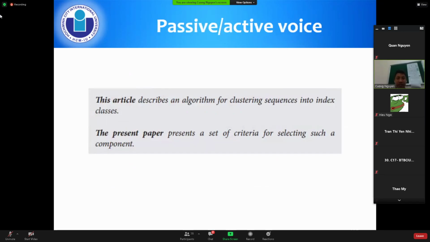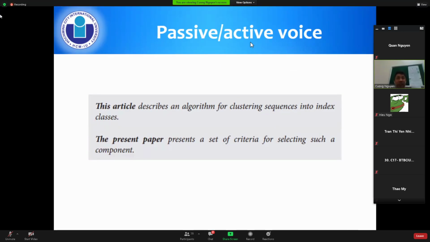Okay, passive voice, active voice. As I told you earlier, sometimes we cannot avoid active voice. So in those cases, try to avoid personal pronouns. Instead of saying, in this article, I describe something, you say this article describes something, right? So you don't have I or we there, but it still makes sense. Or the present paper presents something. You don't say in the present paper, I present something. No, you say the present paper presents something.